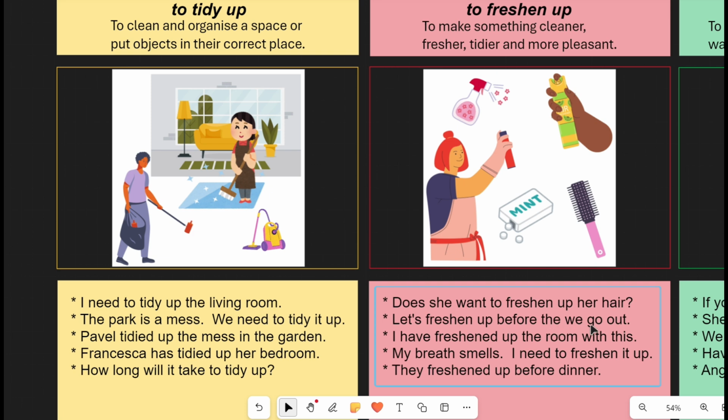Let's freshen up before we go out. So maybe these people have already had their shower. Maybe they're already partly dressed, and they think, oh, maybe we need to put on a little bit more makeup, because maybe the makeup's been on for a while. So they're saying, let's freshen up before we go out. Just make it a little bit better than it was before. Make themselves a little bit better than they were before.